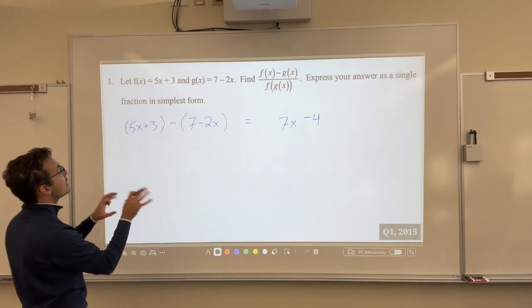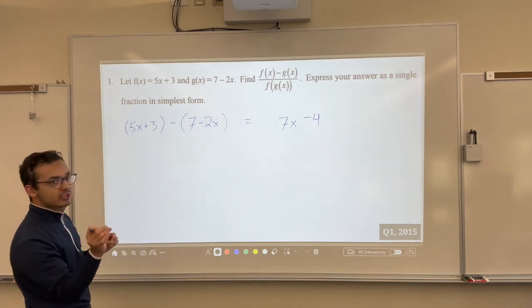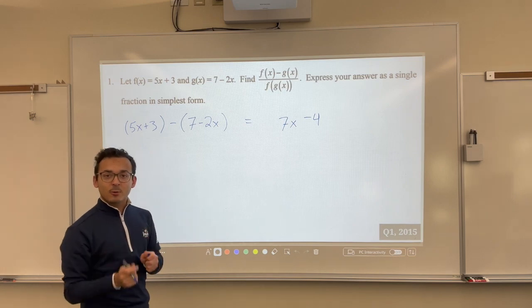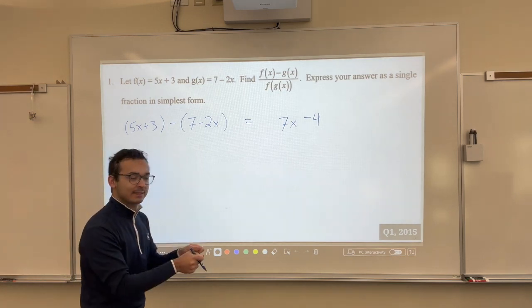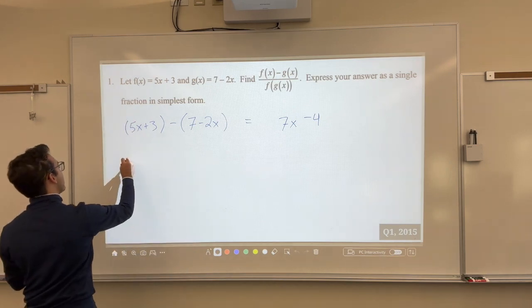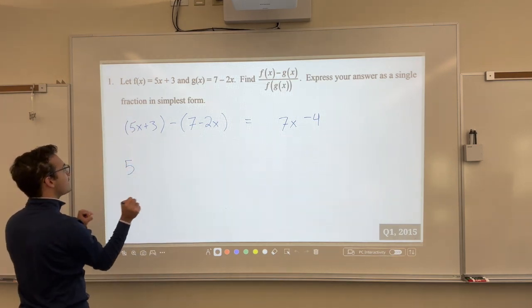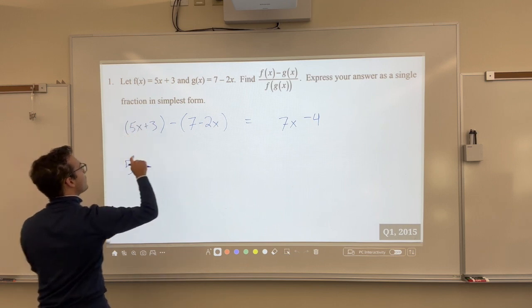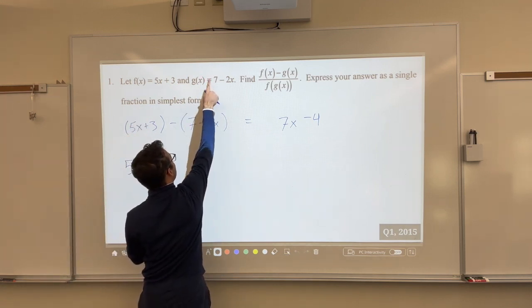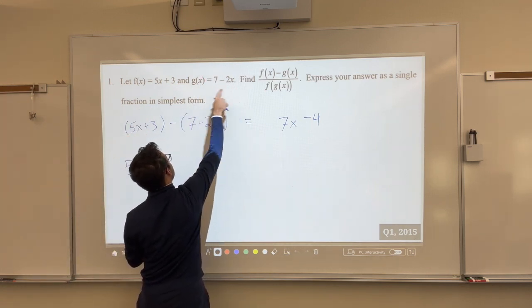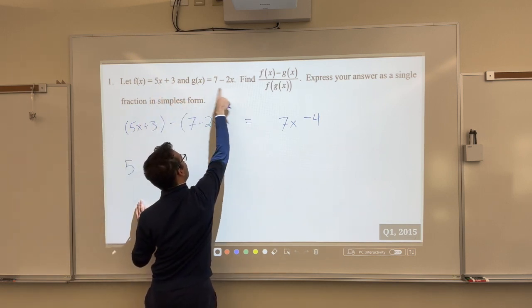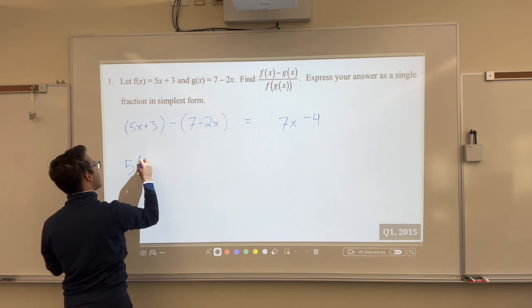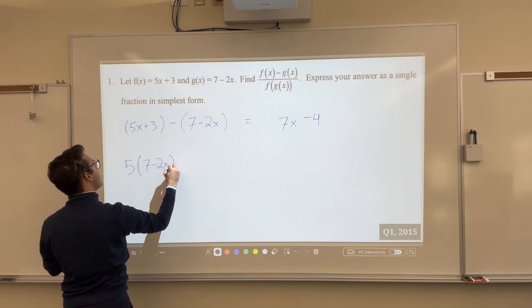Now let's think about our denominator. We have f of g of x. What does that mean? Well, that means we are plugging the function g of x into f of x. So we have f of x, which is 5x plus 3, but instead of x, we are going to put g of x, which is 7 minus 2x. So we are replacing this placeholder with 7 minus 2x. So we say 5 times 7 minus 2x plus 3.